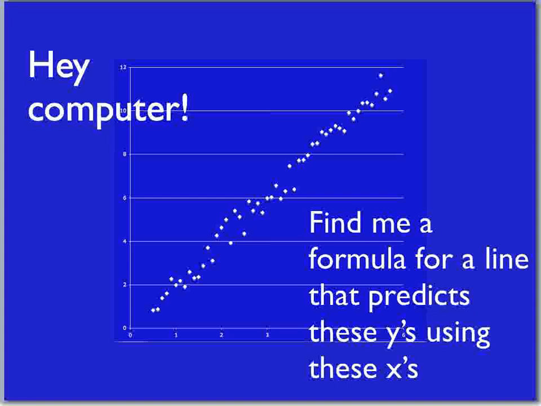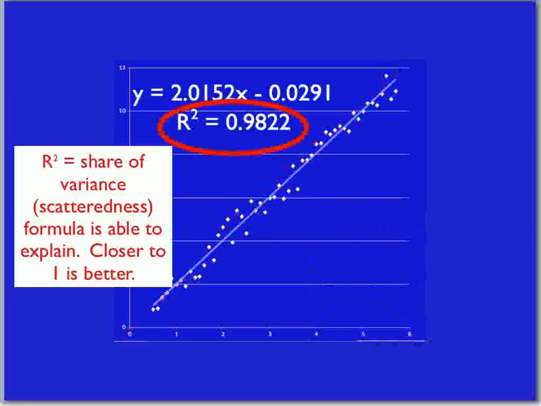Now what do you do? Once you've figured out what you think the formula is going to look like, you perform a complicated technical operation. You say, hey computer, find me a formula for a line that predicts these y's using these x's. And if you look at this set of x's and y's that I've put up here, you can say, you know what, that kind of looks to me like there ought to be a line that goes through there. Computer, could you find one for me? And the computer can do that.